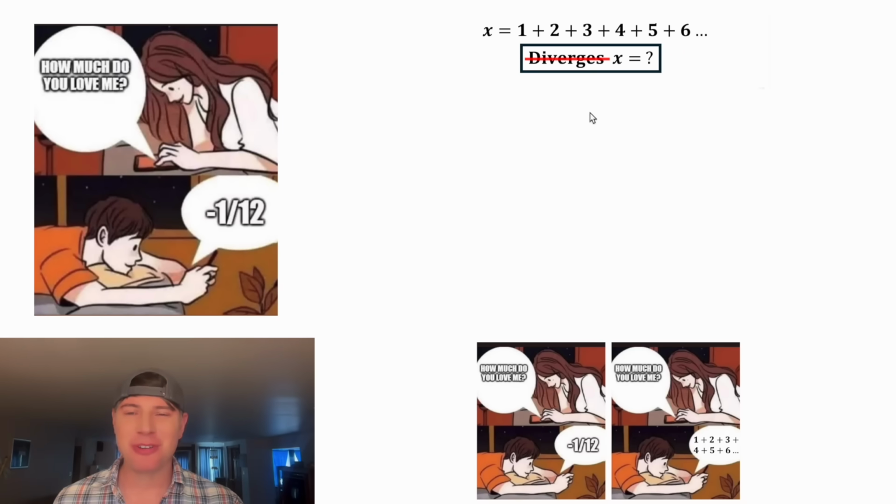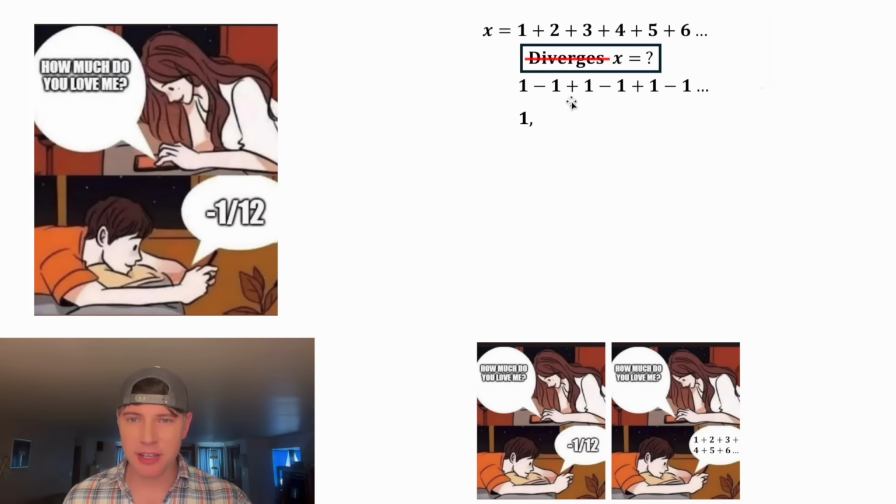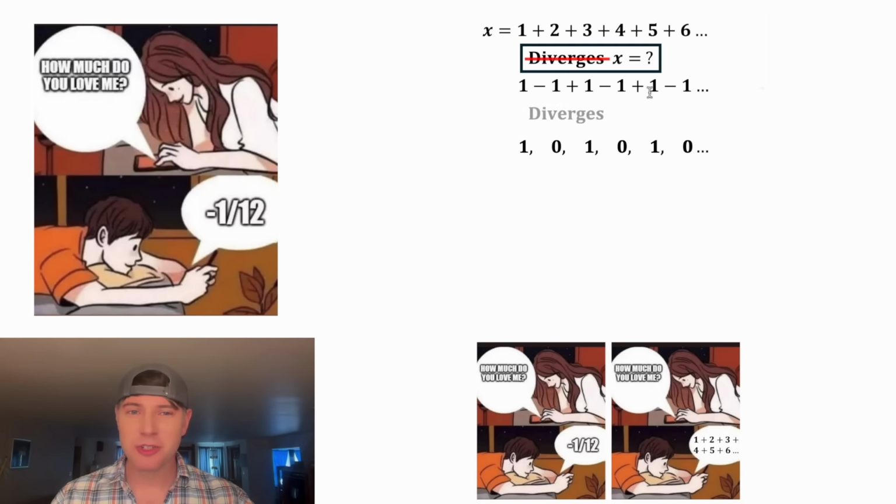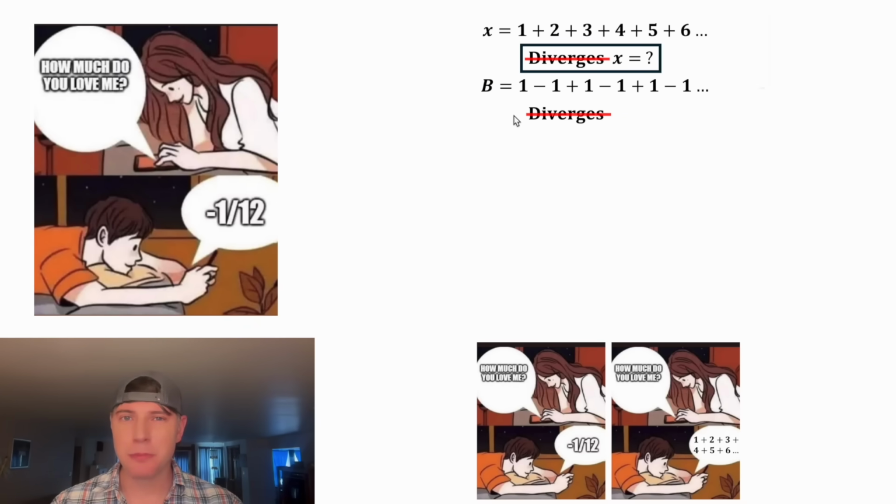This whole idea of divergence is really interesting. It doesn't have to grow forever. It could oscillate as well. You could have something like 1 minus 1 plus 1 minus 1 plus 1 minus 1. Do you add these up? It's going to go 1, and then you'll have 0, and then you'll have 1, 0, 1, 0. It's going to keep alternating between 1 and 0. We also say that this diverges because it doesn't converge to a single number. But once again, let's pretend it doesn't diverge. Let's give it a specific value b, and let's find out what b would be.